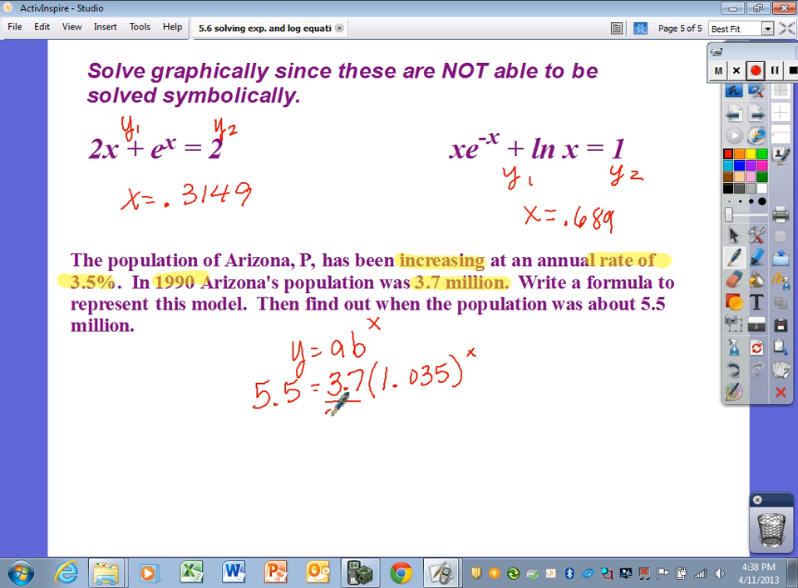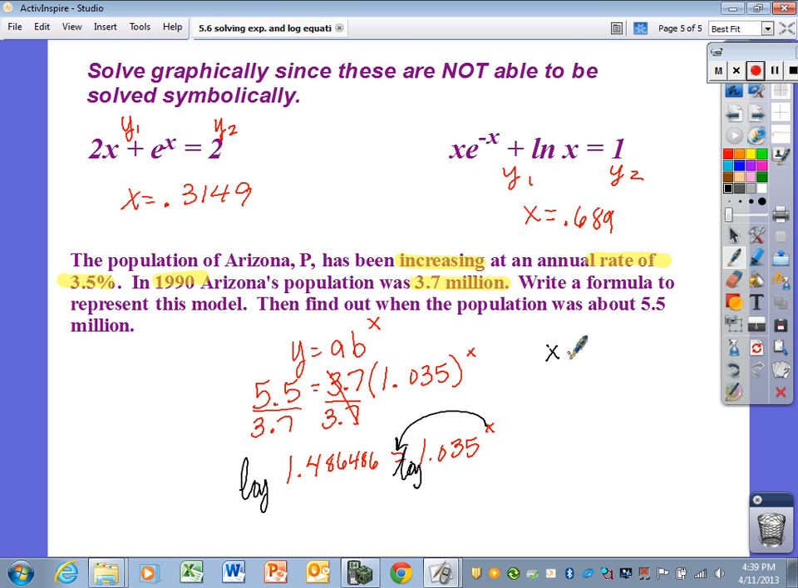So I have to divide by 3.7. I get 1.486486 equals 1.035 to the x. Can I ever get 1.486486 to be 1.035? No, so I have to log both sides. And my exponent comes to the front.